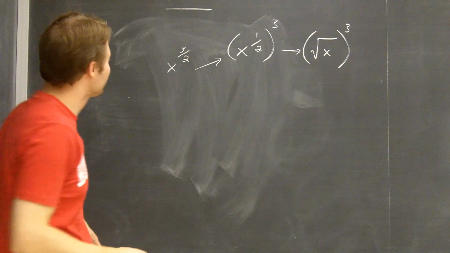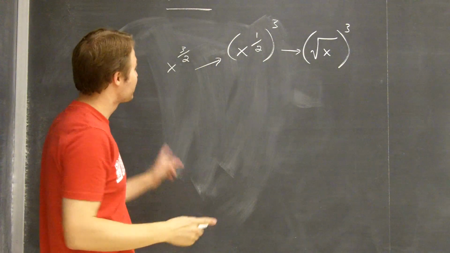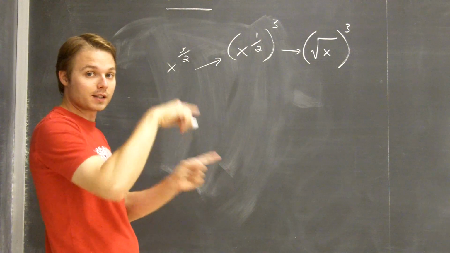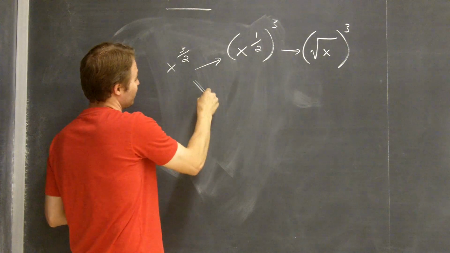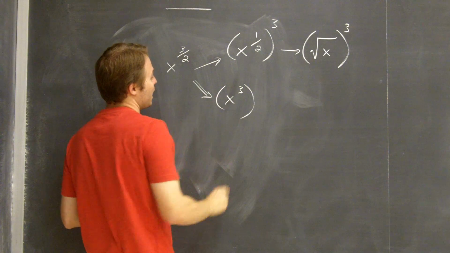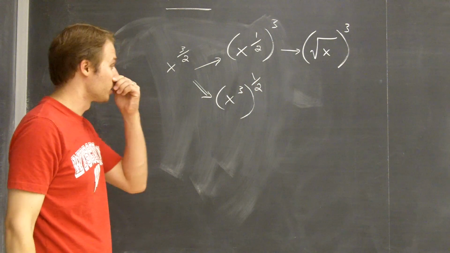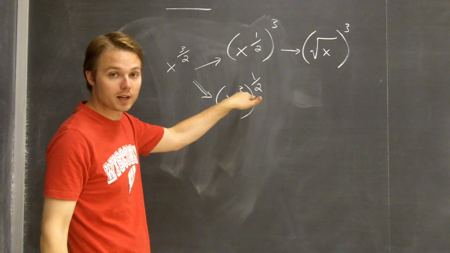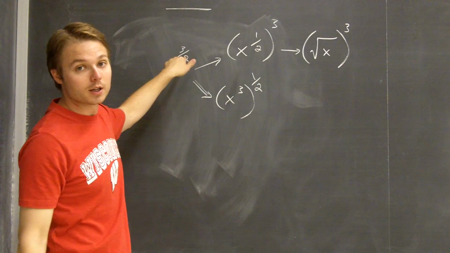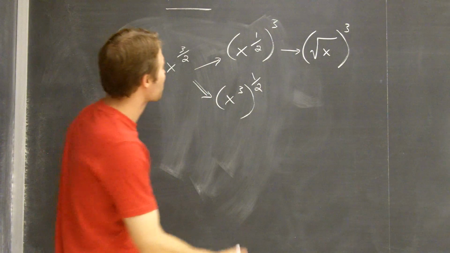Now I also could have gone a different direction, because 1/2 times 3 is 3/2, but I could have left the 3 on the inside and the 1/2 on the outside. I could have rewritten this statement as x to the 3rd power, and then all of that raised to the 1/2 power. Again, this is okay because if we multiply these two exponents together, we get back to 3/2, which is what we started with. So this is an equivalent statement.